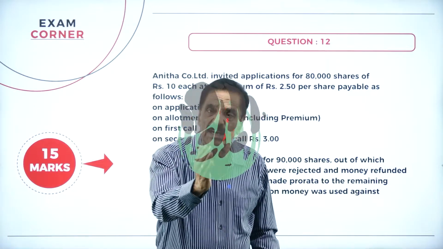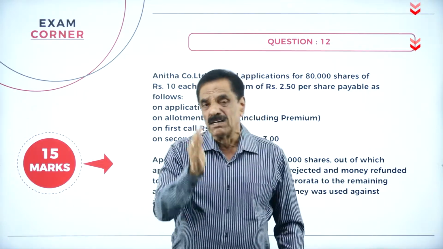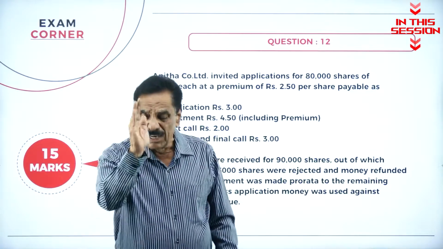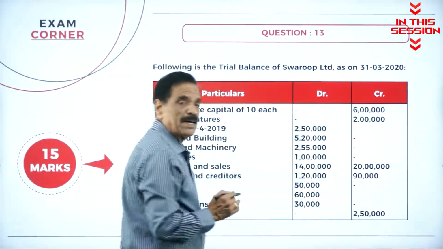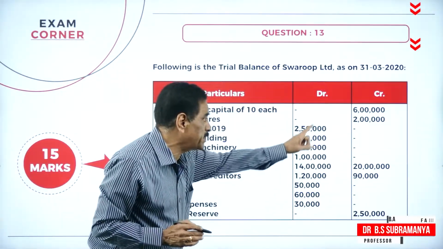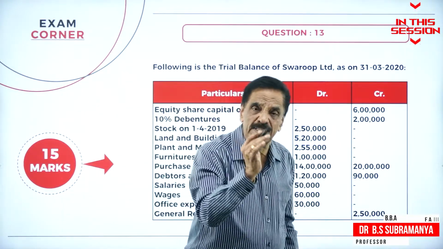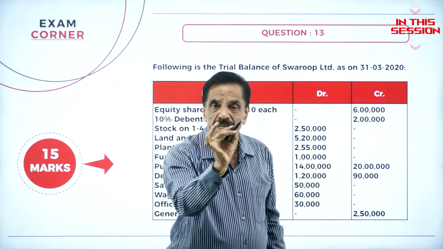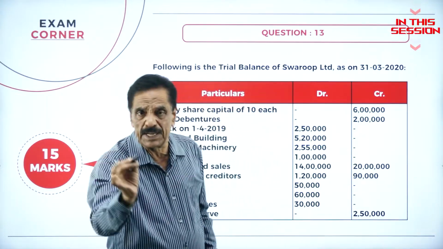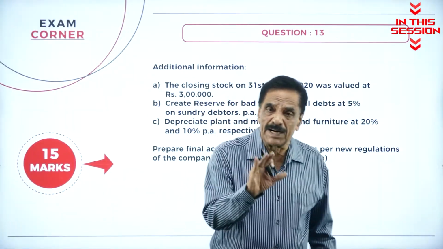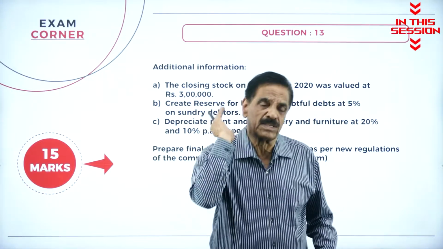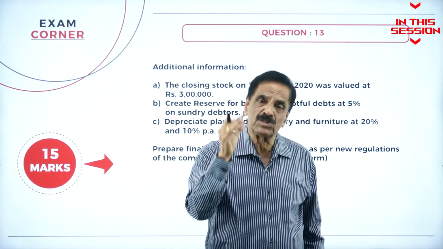Equity shareholders are permanent shareholders, whereas preference shareholders are temporary shareholders. Trial balance has two sides, one called the debit side and one called the credit side. The debit side shows the expenses, the credit side shows the income. The debit side shows the assets, the credit side shows the liabilities. The items in the trial balance should appear only once. The items in the adjustment should appear twice.